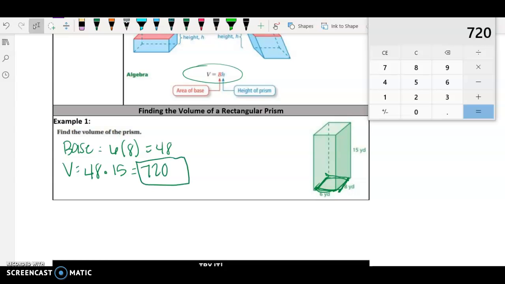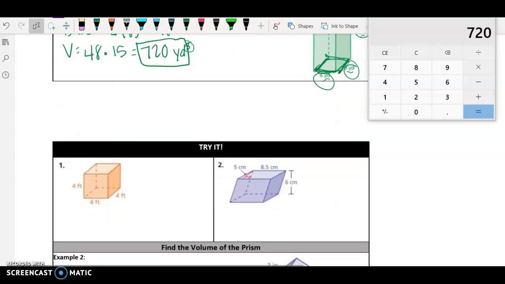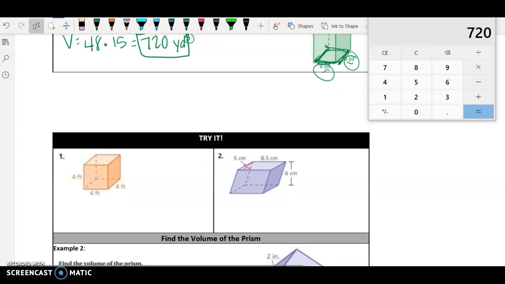And with volume, we do yards cubed. Because there's 3 things that we had to multiply, we are going to have a little floating 3 up here because there's 3 times we see the unit yards. And that's just our answer. So that's all that we have to do for volume. So now you're going to give this a try.